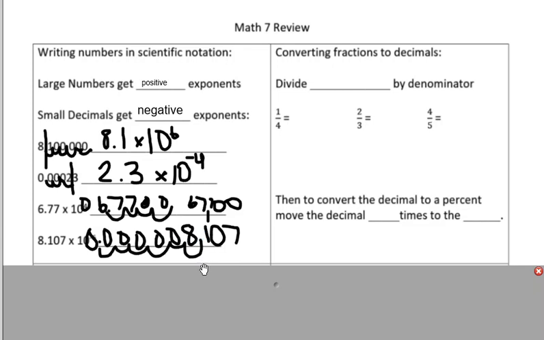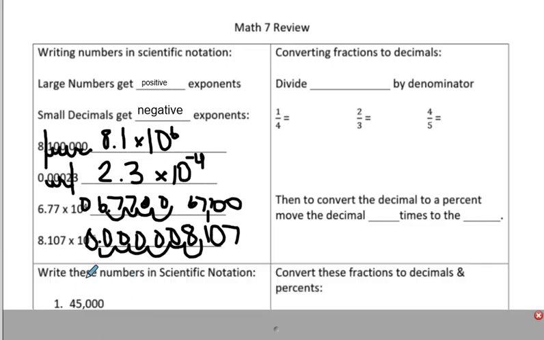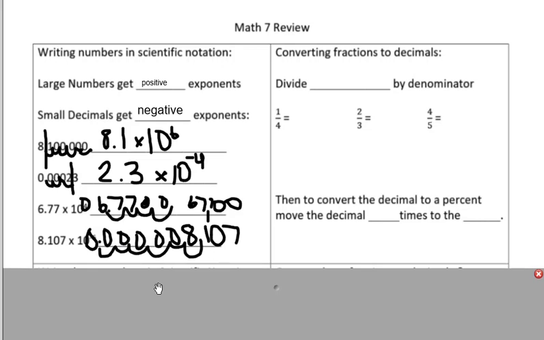All right, if you want to go ahead and pause the video and try this section underneath right here on scientific notation, you certainly can do that.